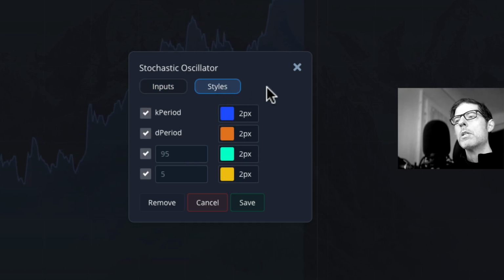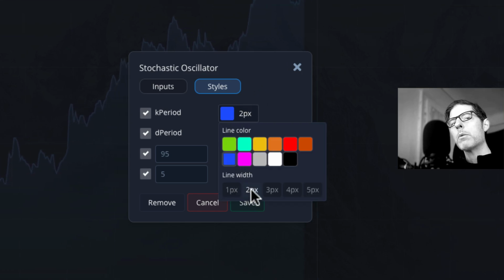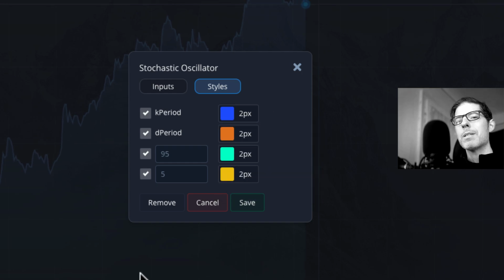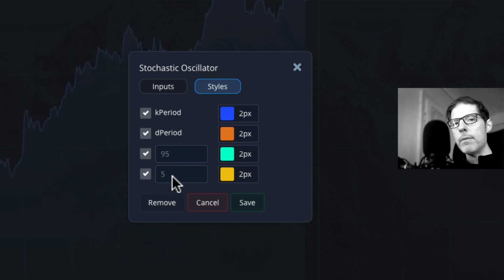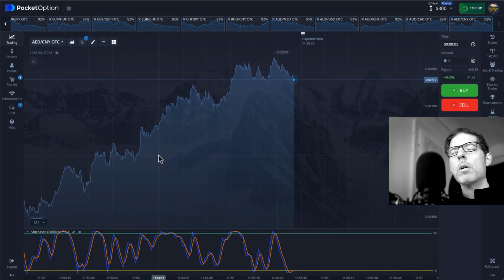The only difference here that I've done is I've changed these colors. I've set these from 1 pixel to 2 pixel for the line width, just to make sure those stand out a little bit more. And also I've changed the overbought and oversold areas, the %K period and %D period. I've changed the top one to 95 and the bottom one to 5, just to widen up that area to give us a little bit more room to work with. And then that's it. So go ahead and click on save. And you should be pretty much ready to go.